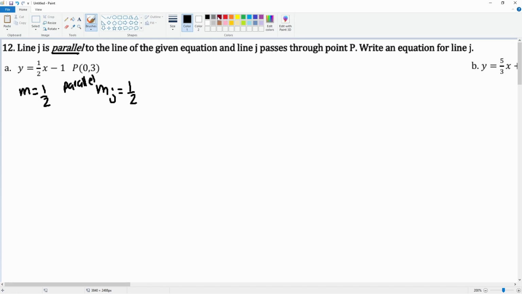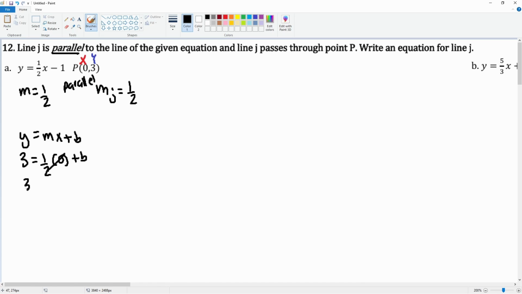Then we have to find the y-intercept. This is x, this is y. You can see a shortcut, but I'm going to do it the long way. Okay, so we have the slope. Now we want to find the y-intercept. y equals mx plus b. We have y is 3, m is 1/2, x is 0 plus b.